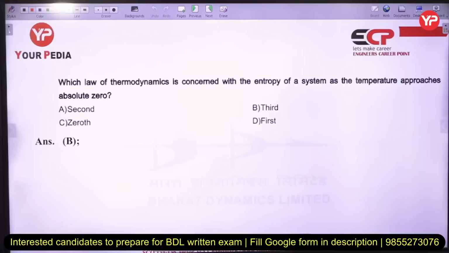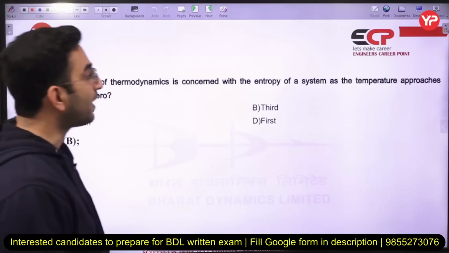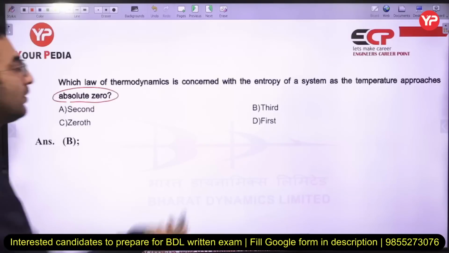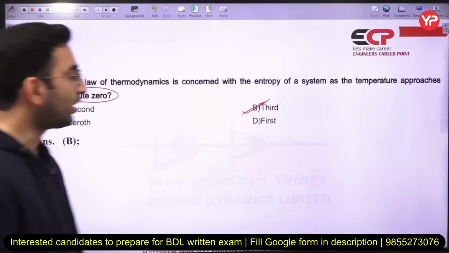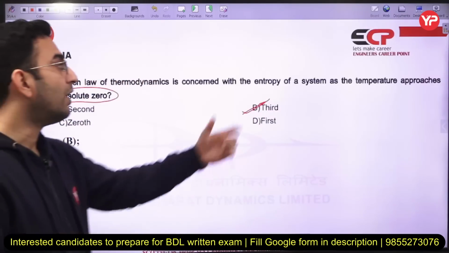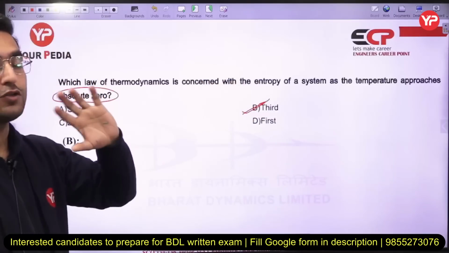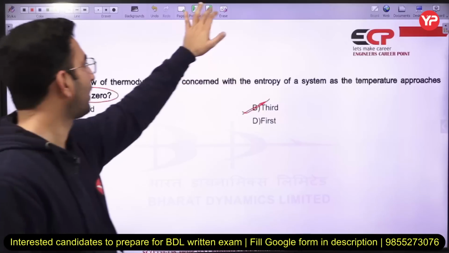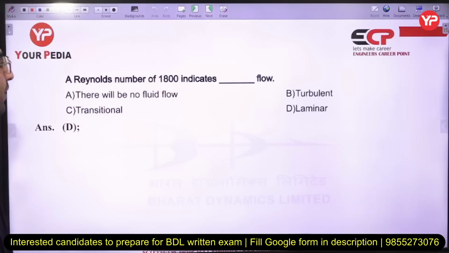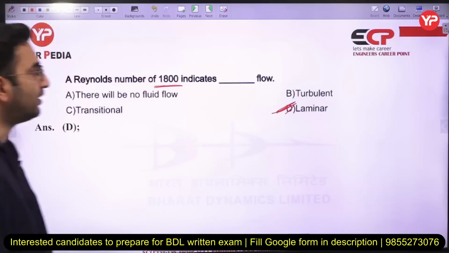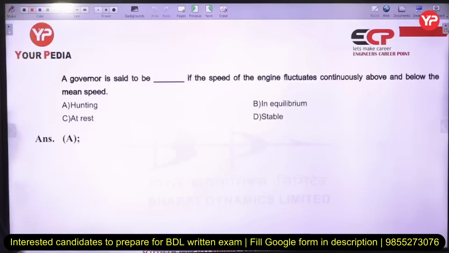Next part, which law of thermodynamics is concerned with the entropy of a system as the temperature approaches absolute zero? This is also a statement of the third law of thermodynamics here. We state that at 0 Kelvin temperature you are going to have zero entropy of a system, or we can say it is not possible to attain a temperature of 0 Kelvin in a finite number of operations here. Next part, the Reynolds number of 1800. The Reynolds number of 1800 is basically a laminar flow here, so option number D is also correct in this case.